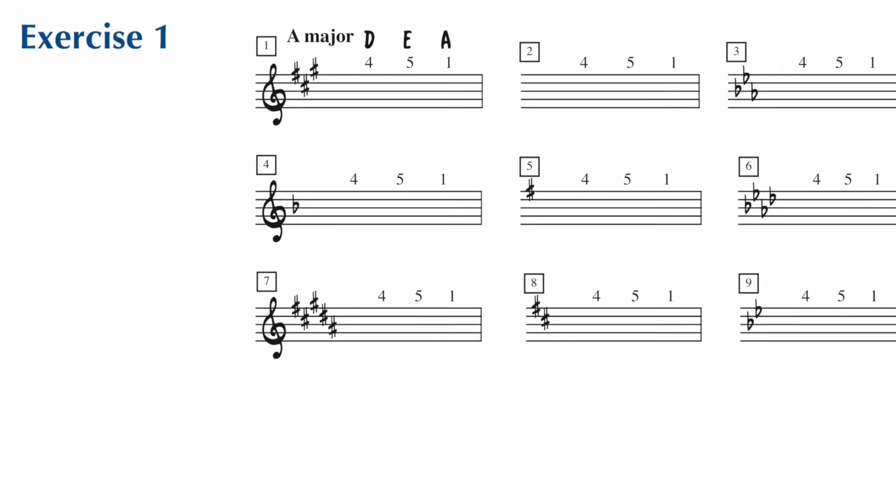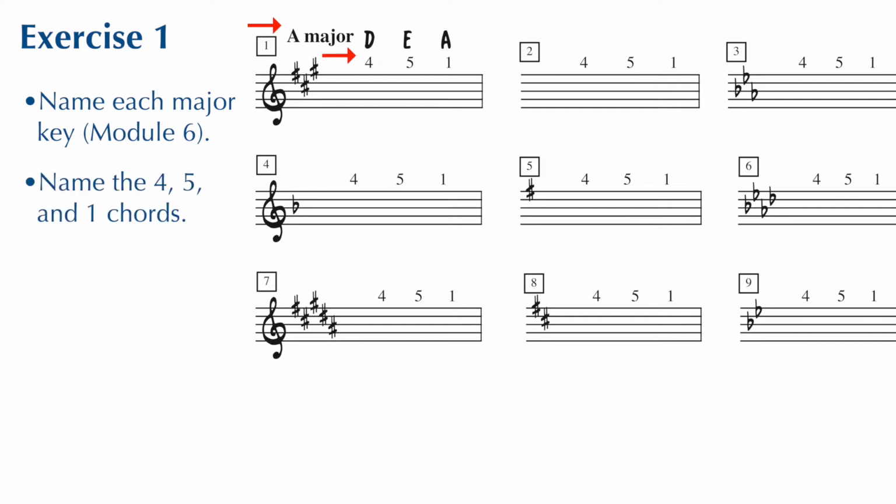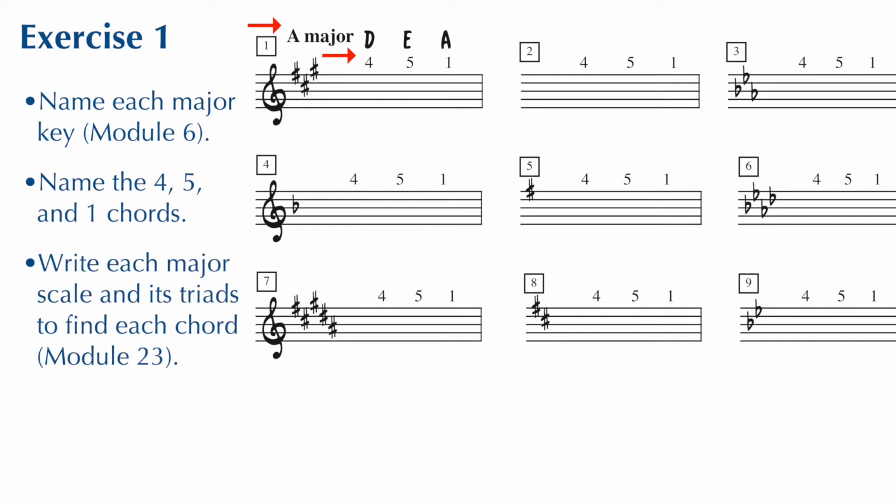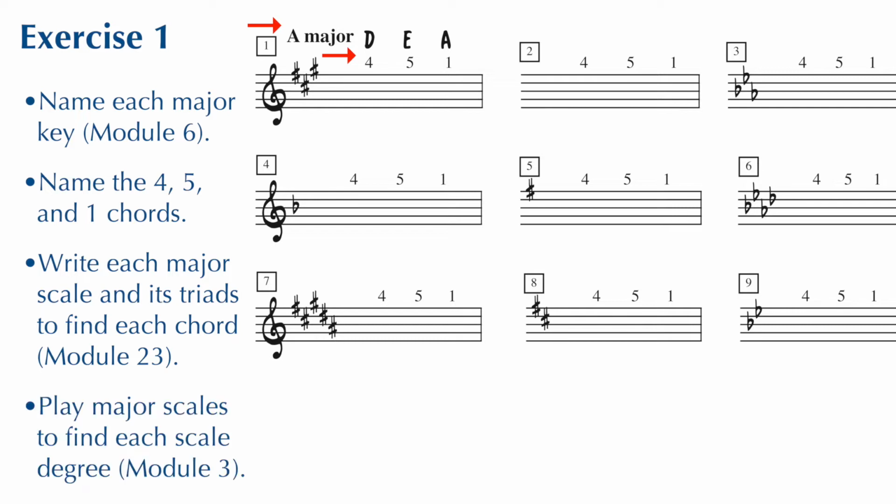At the top of page 84, we have this 4-5-1 exercise 1. You're given a series of key signatures. Your job is to write the name of the major key above the key signature and name the 4 chord, the 5 chord, and the 1 chord. If you need to, you can write out your scales and triads for reference, and that's what I'm going to do when we go over the answers. If you know how to play your major scales, you could also play your major scales to find the answers.